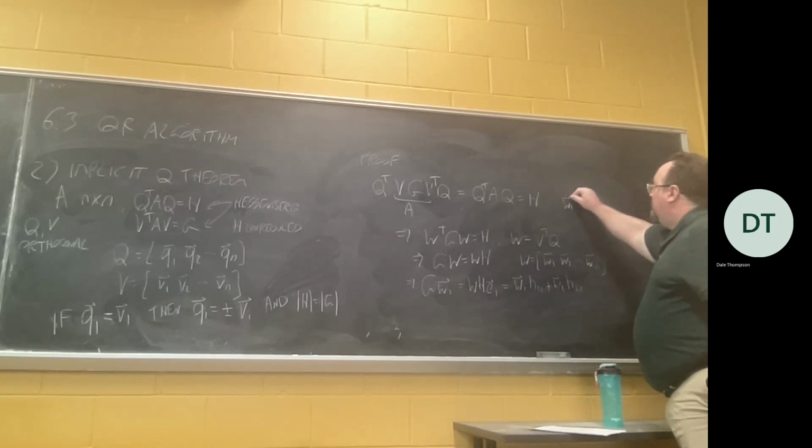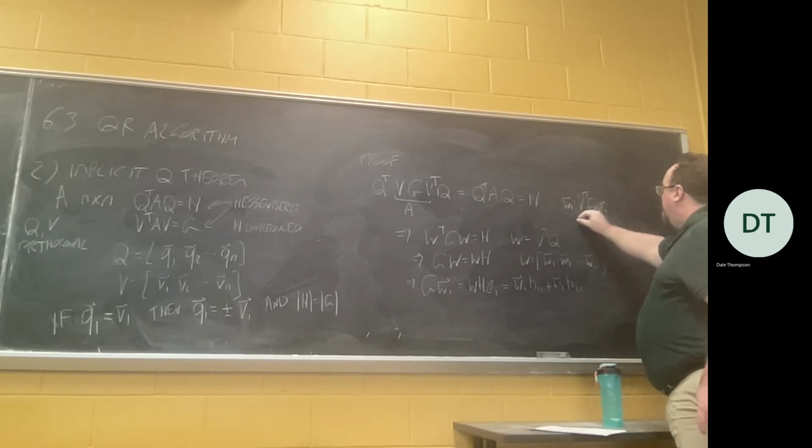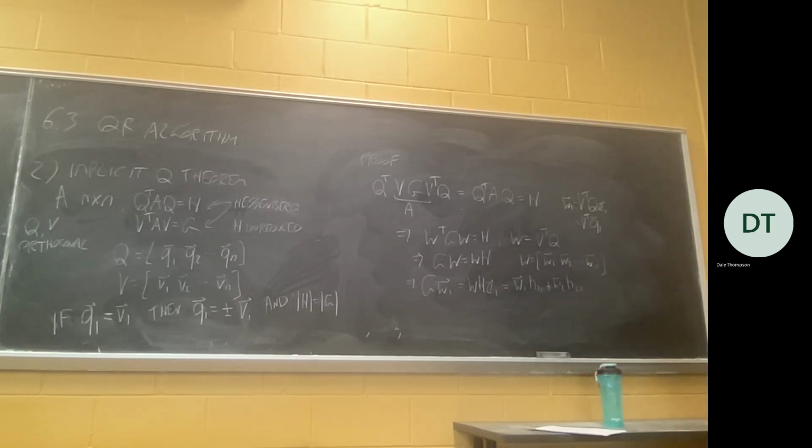But now let's take a look at this W1. W1 is V transpose QE1, but that's V transpose Q1. But Q1 is assumed to equal V1. So it's V transpose VE1, which is V1. But V transpose V is identity, because it's an orthogonal matrix. So W1 is E1, because of Q and V having the same first column.